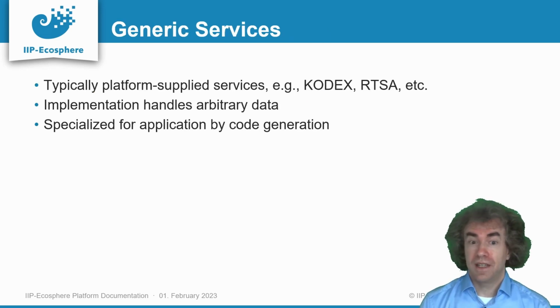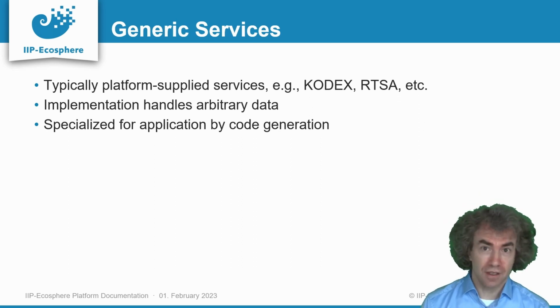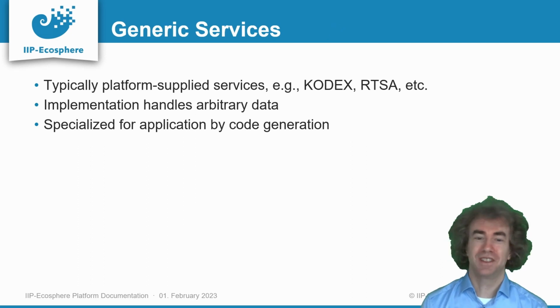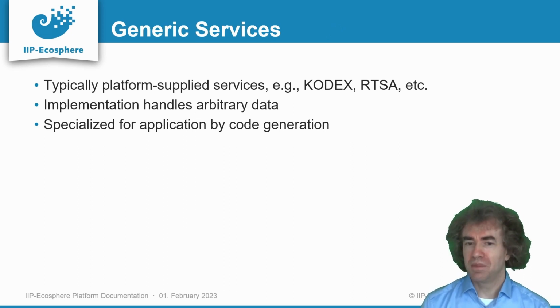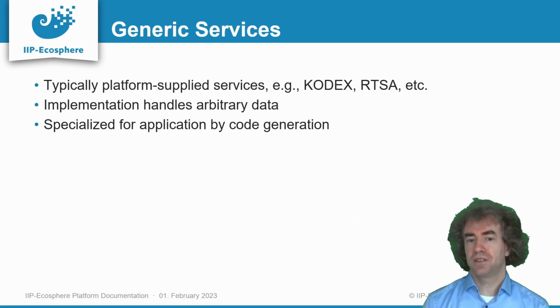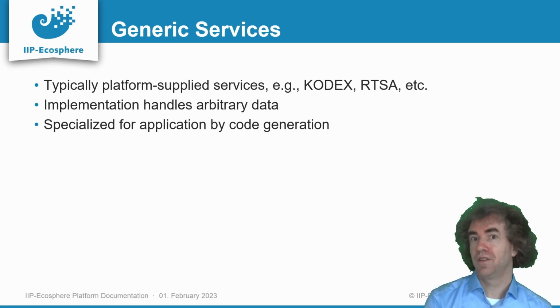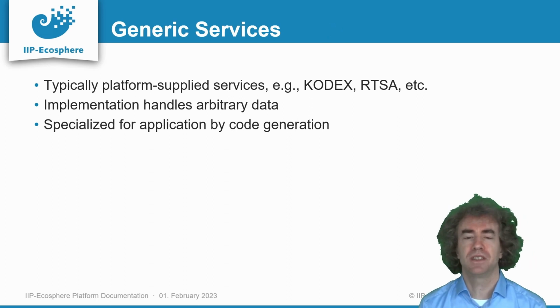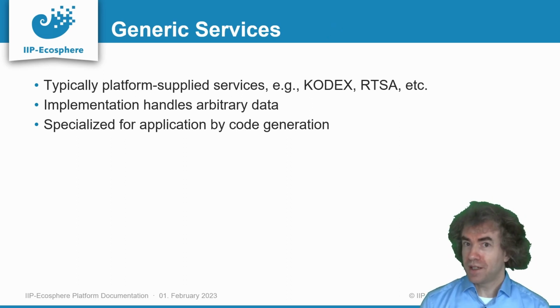Well, as I said, a connector is a kind of generic service. There are also other services that are not connectors. These are then the generic services in general. Also, typically platform supplied, could also be from external side. For example, codec service, we had it in the additional platform examples, or the RapidMiner RTSA. The idea here is that the implementation of such services handles arbitrary data, in contrast to the services that you learned with Alexander, which were application-specific services. And they are specialized and customized into your application by code generation.